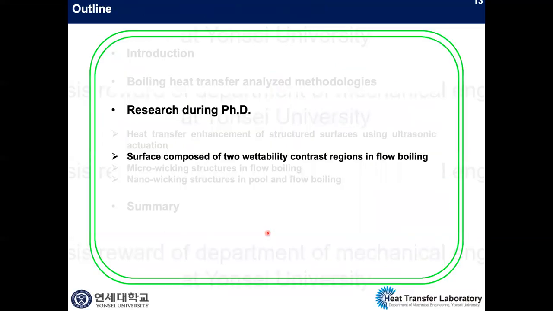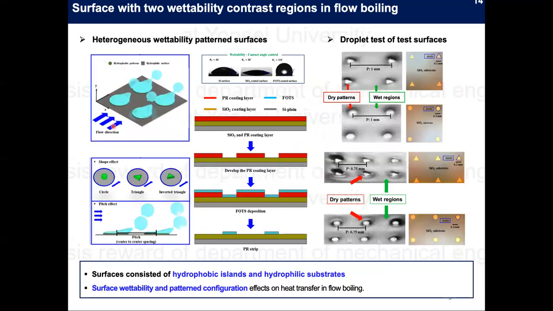Now I'd like to talk about the first content of my PhD thesis. The research objective of the first content was to experimentally determine the influence of heterogeneous wettability pattern surfaces, in terms of the pattern configuration, on heat transfer in flow boiling. Herein, the pattern configurations are circle, triangle, and inverted triangle patterns spaced at 0.75 millimeter and 1 millimeter along the flow direction, respectively. I created surfaces composed of hydrophilic substrates and hydrophobic pattern arrays following this fabrication procedure based on the MEMS method, including standard photolithography, developing and lift-off process.